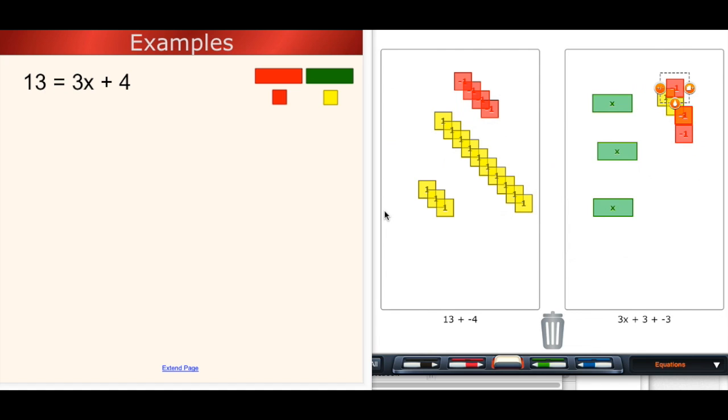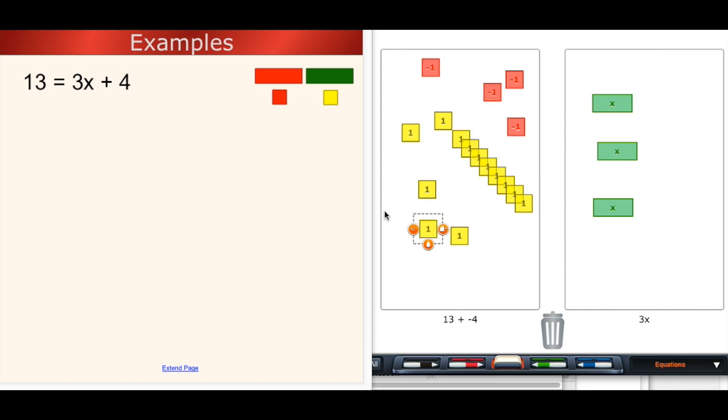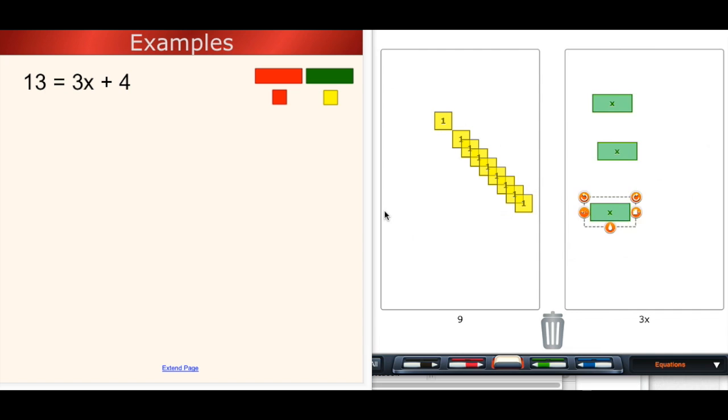Okay, so we're going to get these singles dropped out. And we'll do the same over here. Match each one of these up. And then notice we have our x's isolated. And now we've got a statement that says 3x on the right is the same as 9 on the left, and we do what we did in the last example.